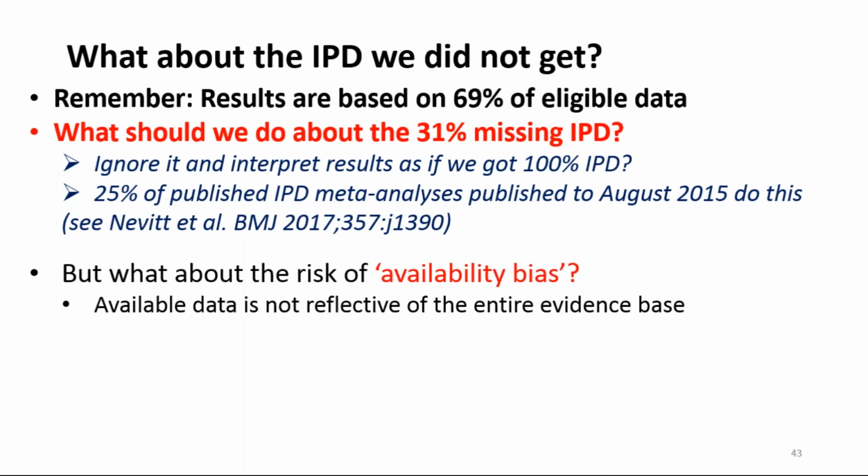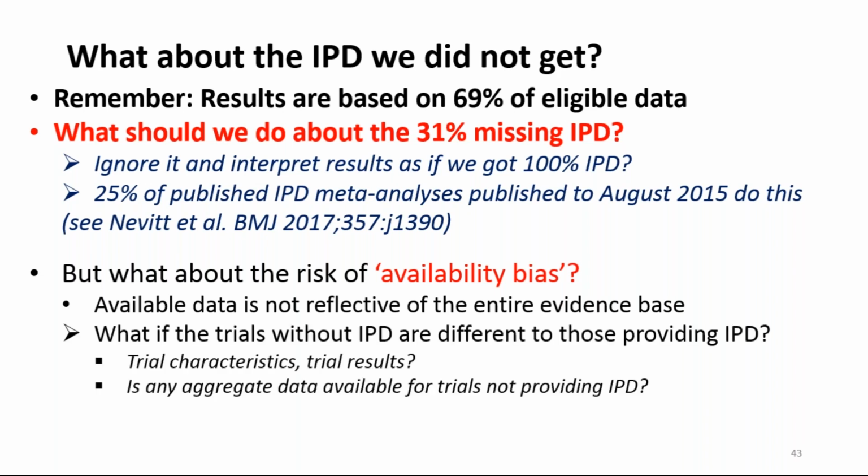What we must keep in mind is this idea of availability bias. So in other words, available data doesn't necessarily reflect the entire evidence base. So in our case, does that 69% of data that we've got accurately reflect the 100%, or is that 31% different? So what if the trials without IPD are different to those that have provided IPD in terms of their characteristics and their results? And perhaps we could have a look if there's any summary data available in those trials where we don't have IPD to help us establish this.